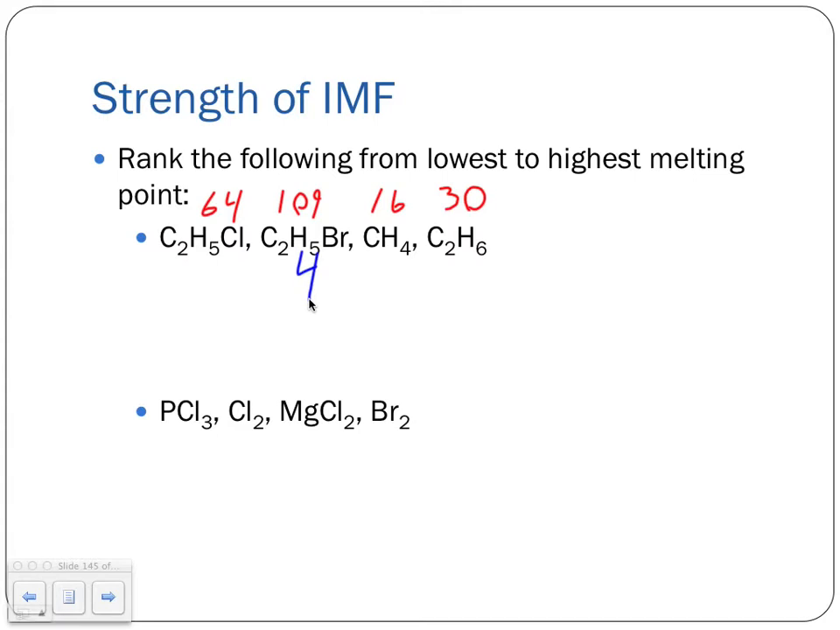Number 3 would be the one with the second highest mass, which is this one. Because there's a big difference between 3 and 4. There's a big difference between the 16 and the 30 and the 64.